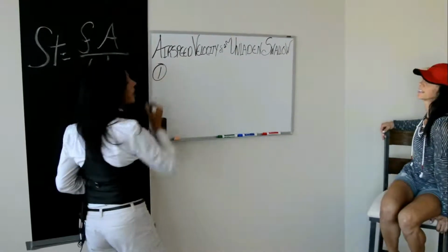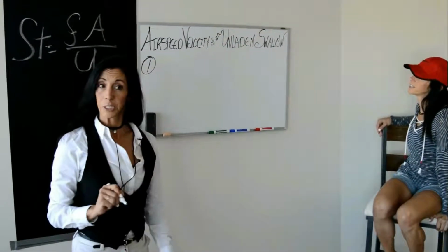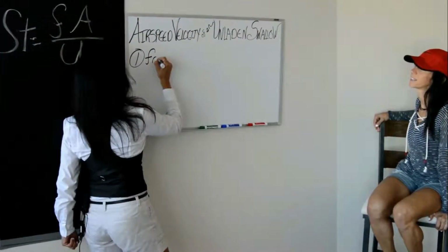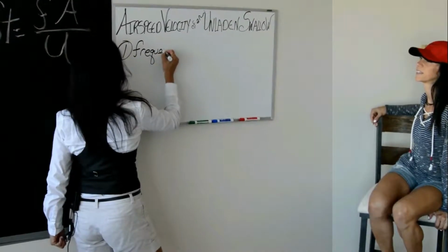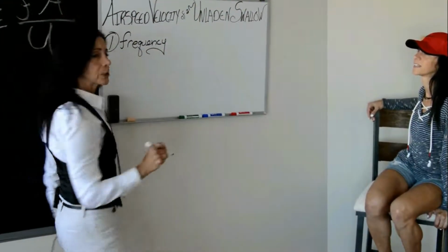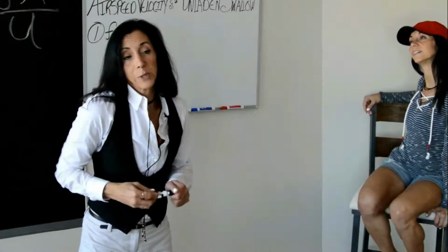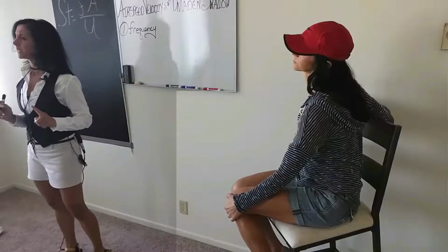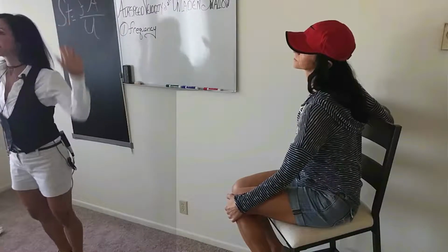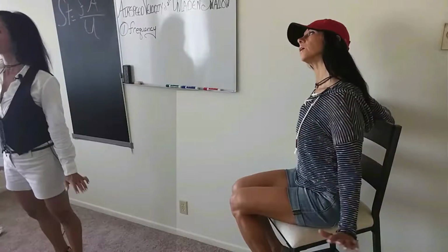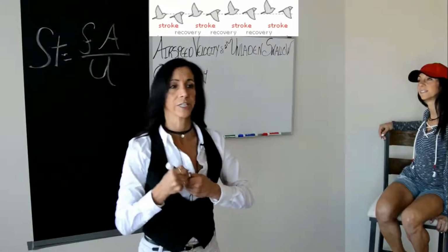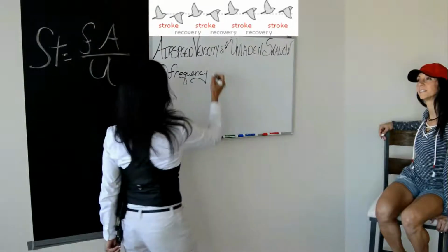1. F is for frequency. Frequency is simply the number of wing beats per second. A wing beat consists of 2 parts, the downward stroke for power and lift, and an upward stroke for recovery. Frequency is measured in strokes per second.